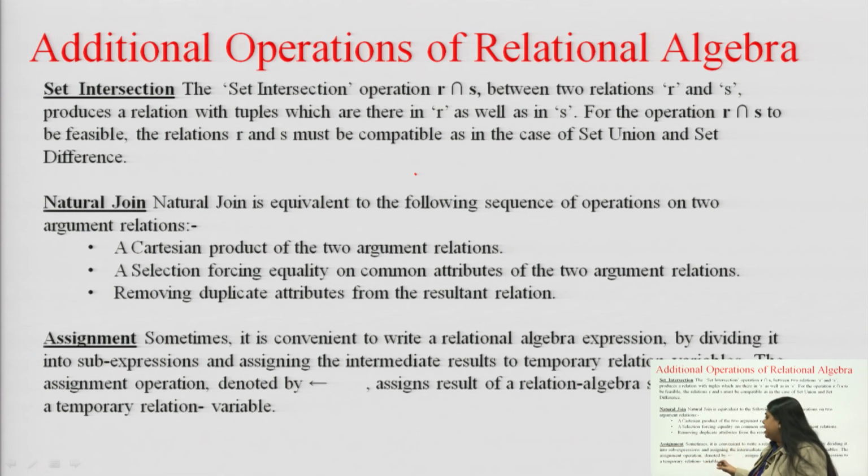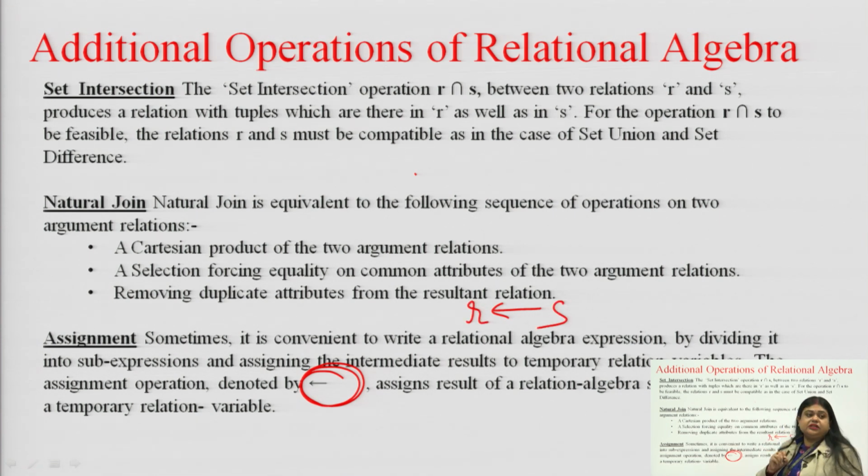And lastly, we have the assignment operation. What is the assignment operation? It is when we are assigning the value of a particular relation to another relation, and it is done using this particular symbol, an arrow. So, if we make this particular statement, it means that we are assigning the value of S into the relation R.